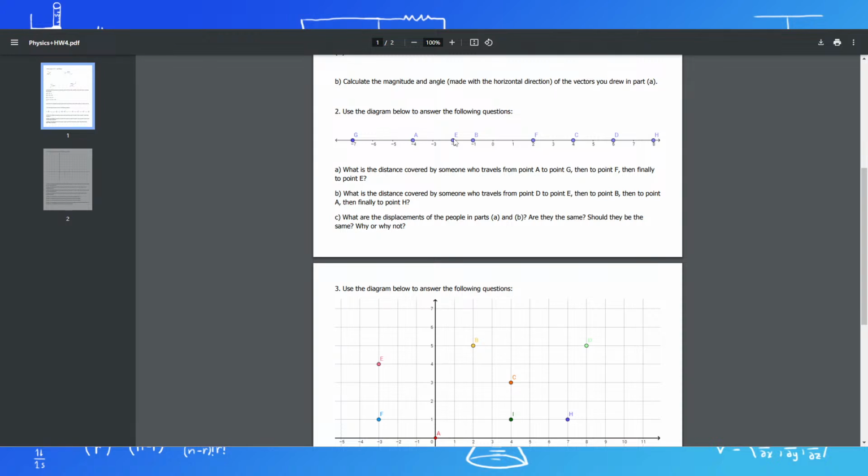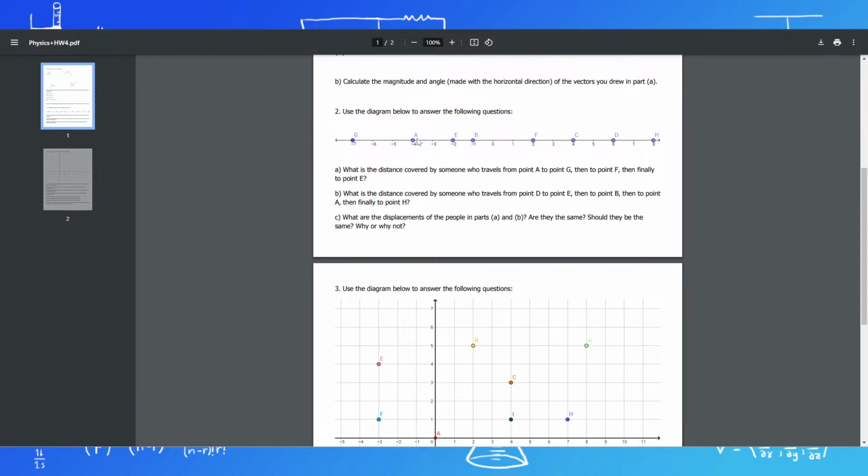And then for the person in part B who started at point D and ended at point H. So they started here, they moved back and forth and around, and in the end they got to point H. They also ended up, in the end, 8 minus 6, 2 steps to the right of where they started. So they also had a displacement of 2 steps to the right. Are they the same? Yes, they are. Should they be the same?